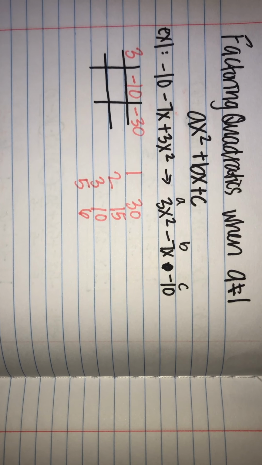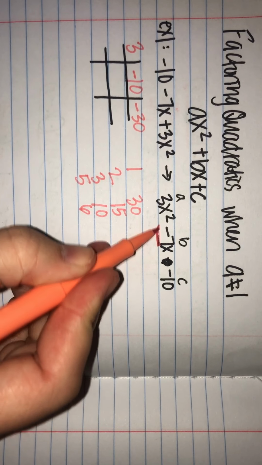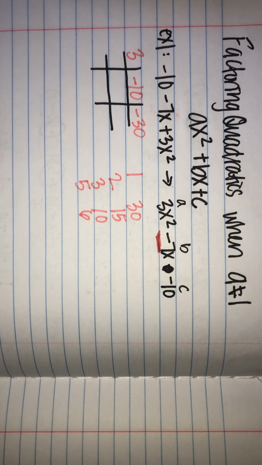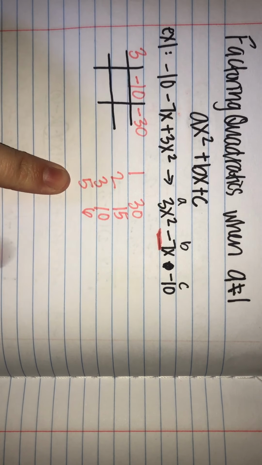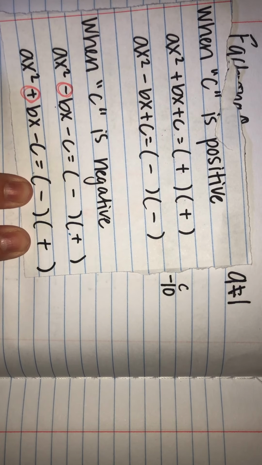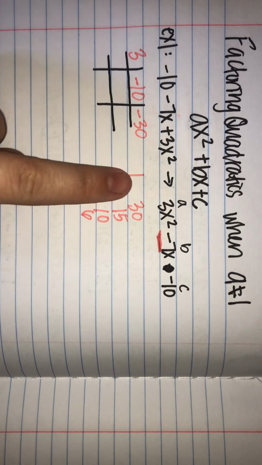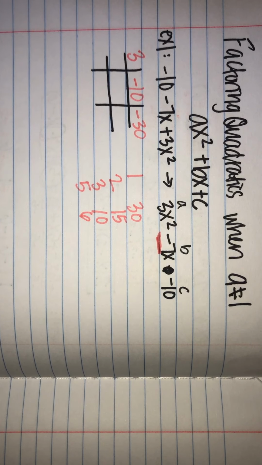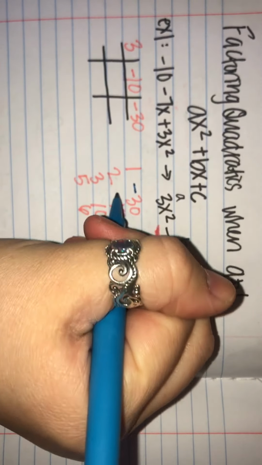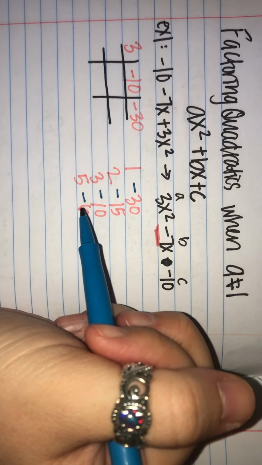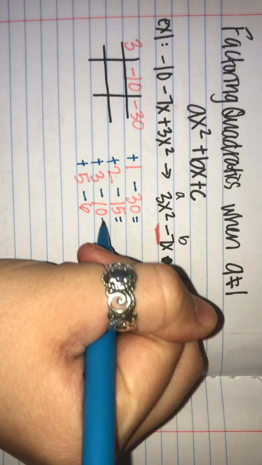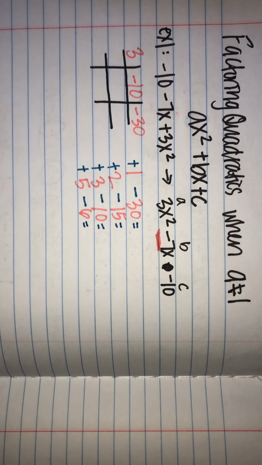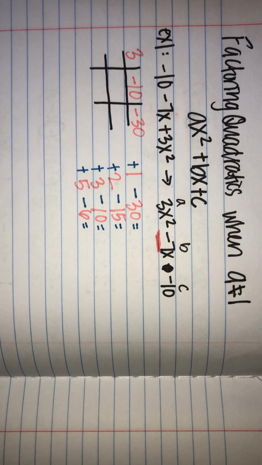Okay, now we need to think about the pair that gives me this number, negative 7. If C is negative, that's a key indicator that these are going to have opposite signs. Okay, if C is negative, your factors have opposite signs. If B is negative, the bigger factor is the one that's opposite. The bigger factor is the one that's negative. So which of these pairs would give you negative 7? I'm going to let you take a second to think about that. Pause the video if you need to.